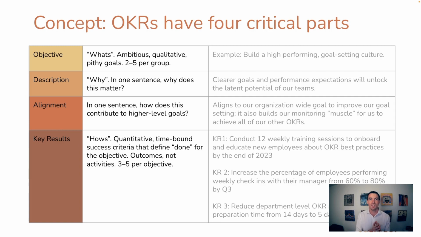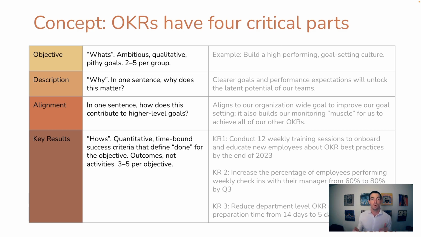The objective is, what are you trying to accomplish? For any organization or any level at your organization, you will have 2 to 5 objectives at a time, and no more than 5 is recommended, because if you get more than that, too many priorities means no priorities at all. So these are qualitative, ambitious, pithy goals, like build a high-performing goal-setting culture, for example.